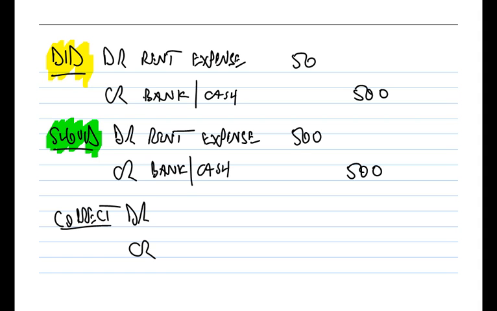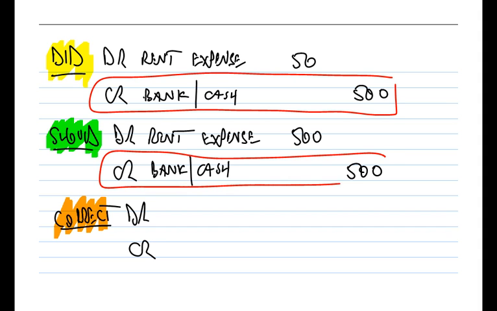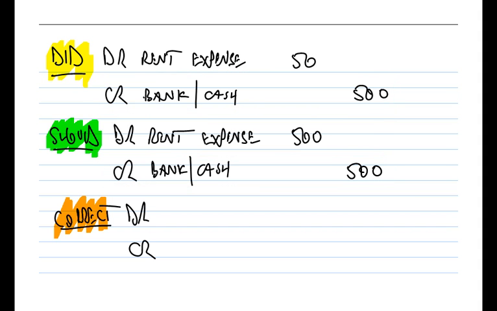Now, in terms of what we therefore need to do to correct, well, let's compare these two double entries we've created, what they did and what they should have done. I'm hoping you can see on the credit side, they should have credited bank and cash by 500, and they did credit bank and cash by 500. So the credit side's okay. So I don't need to touch bank and cash. It's on the debit side we made the mistake.